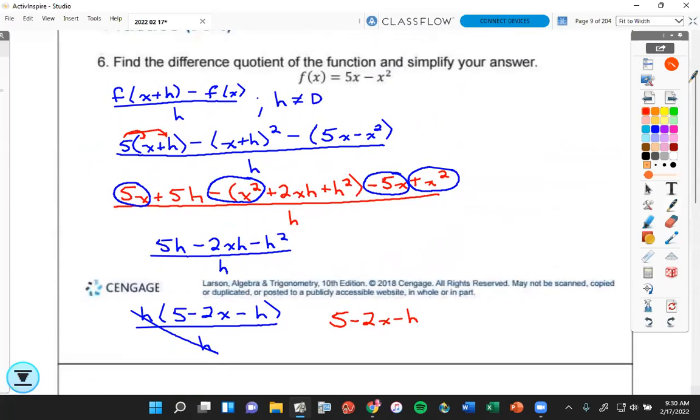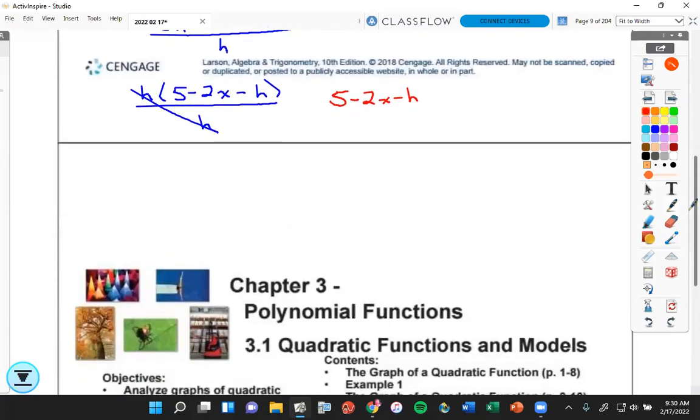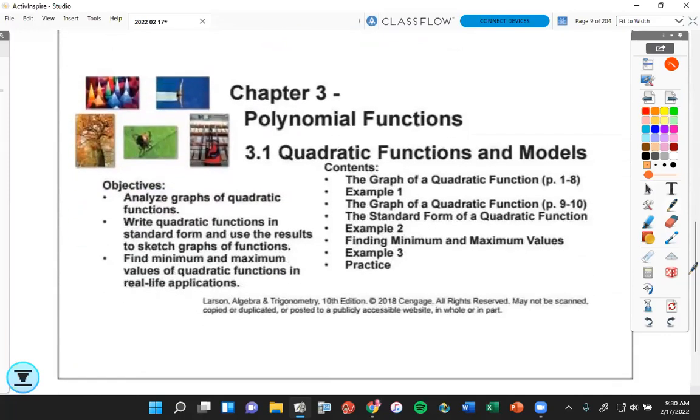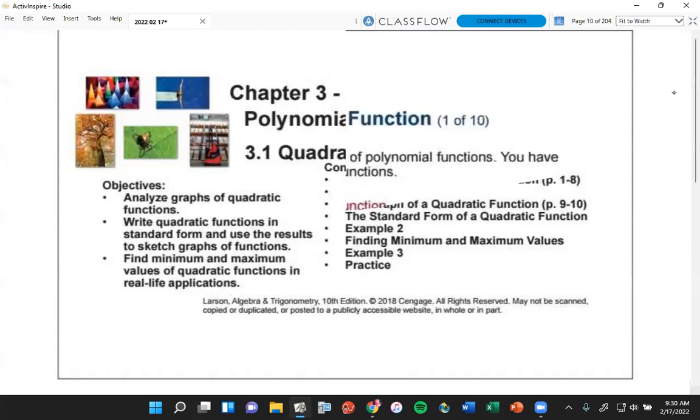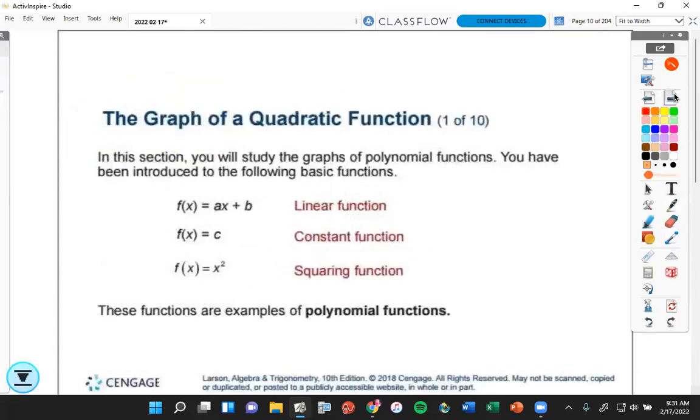All right. And that wraps it up for 2.2. And we're jumping right into 3.1. So now we're looking at quadratic functions and quadratic models. So quadratics means we're dealing with functions that have x squared in it. So we're going to analyze these functions. We're going to write the quadratic function in standard form. We're going to sketch them, find maximums and minimums. And that's what's going on in 3.1.